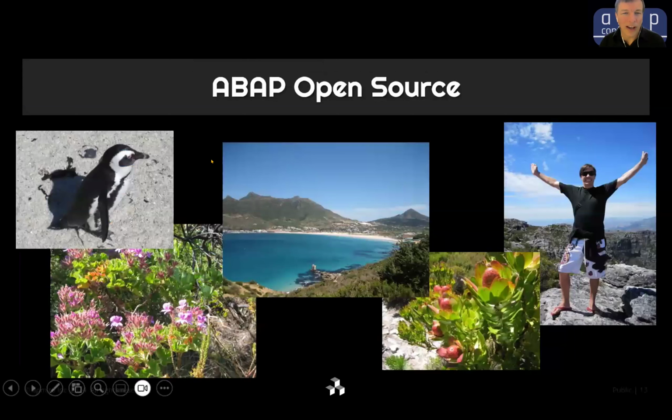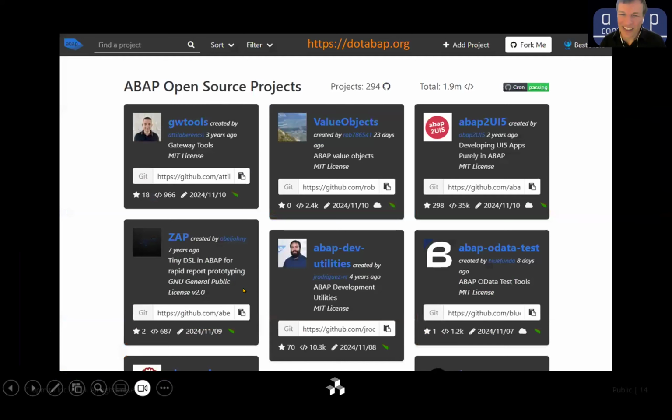So let's look a little bit more at open source in general in the world of ABAP. You see this is Hout Bay, south of Cape Town, and I'm standing here on Table Mountain. Highly recommend if you have the chance to visit South Africa.